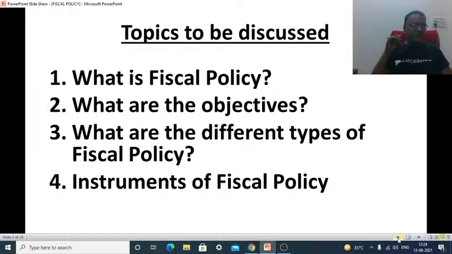What are the examples of these indirect taxes? Customs duties, excise duties. Then, of course, the most important one, GST. What the government of India has done is they have taken all those indirect taxes and subsumed them into what we call Goods and Services Tax.